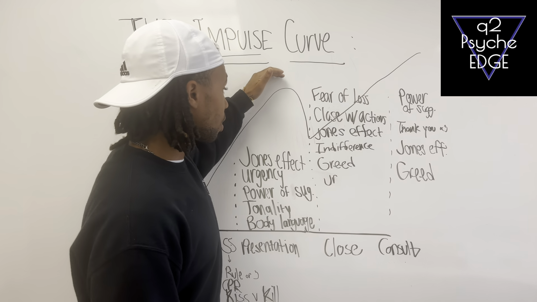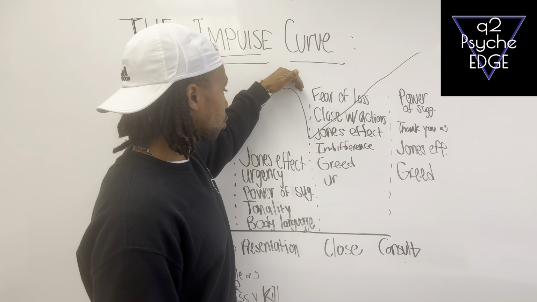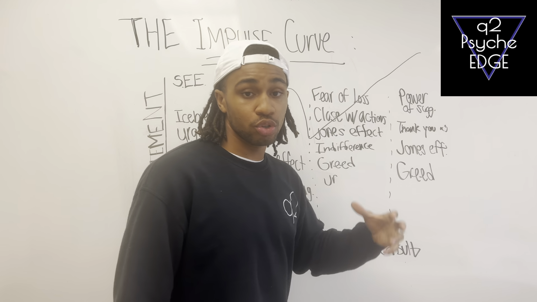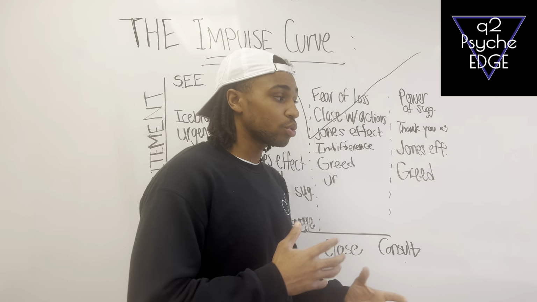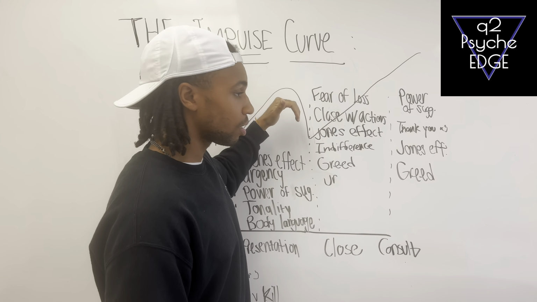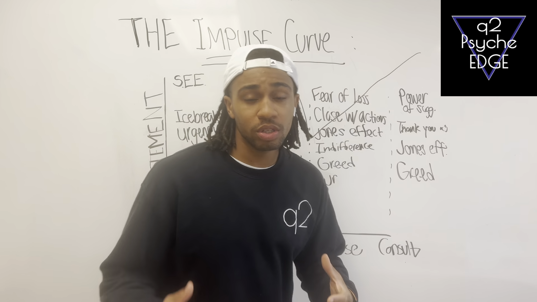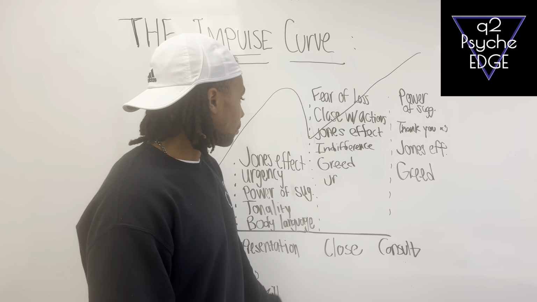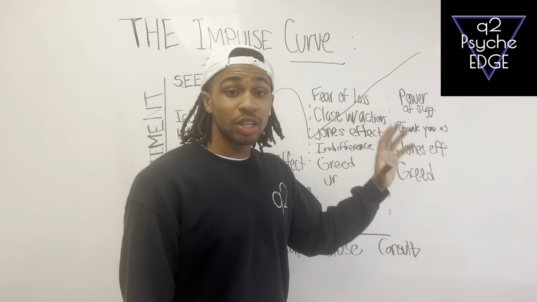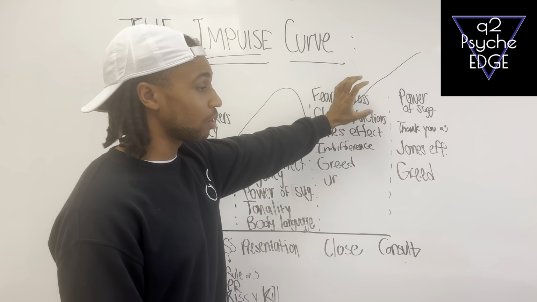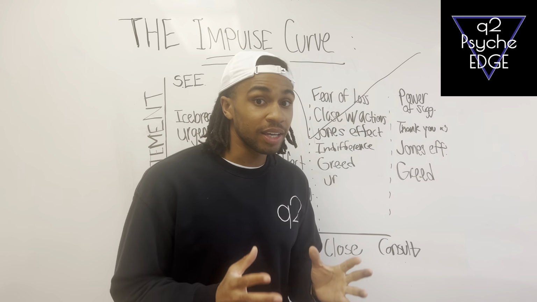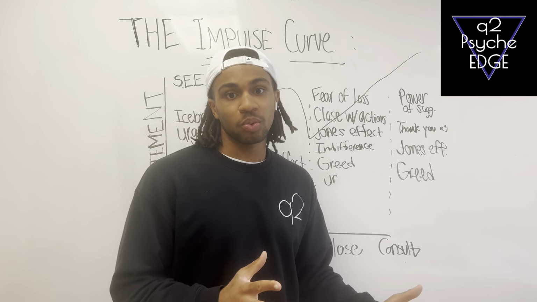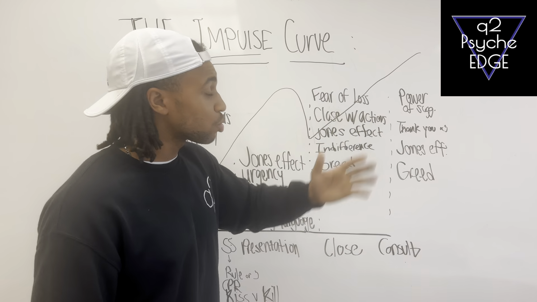So in the close, this is when the impulse curve drops, and this is the part where we usually get the no's. We lose a level of impulse because we've presented the prices. And so in this part, this is where you want to use the fear of loss. If you don't buy into this product or service, your life will remain this way. You want to close with action.